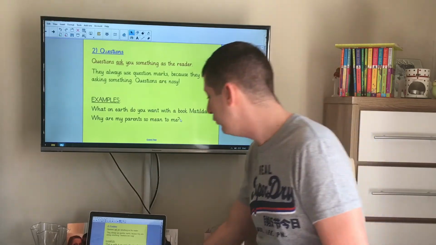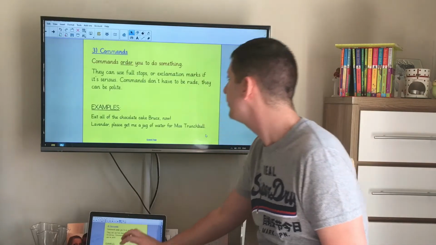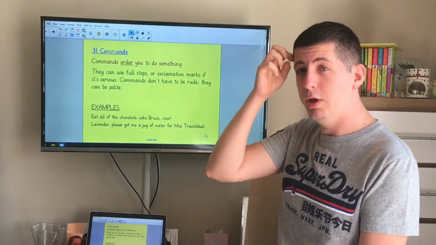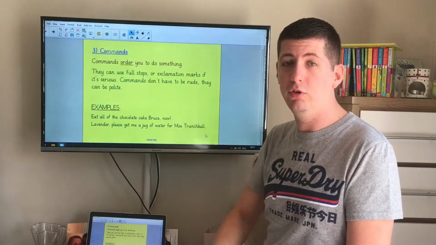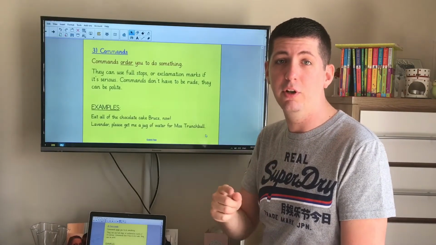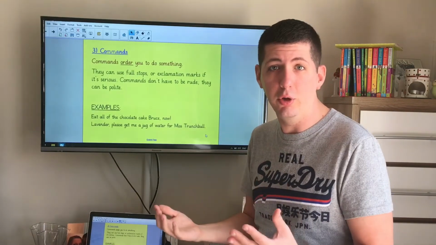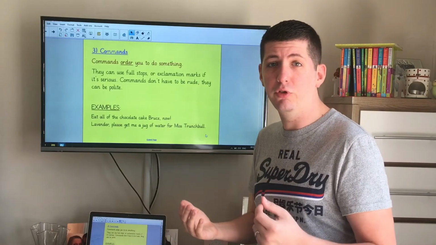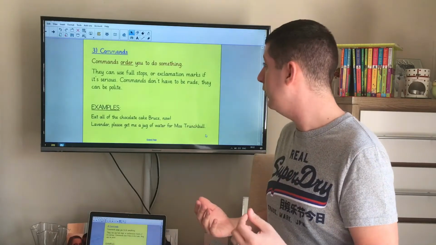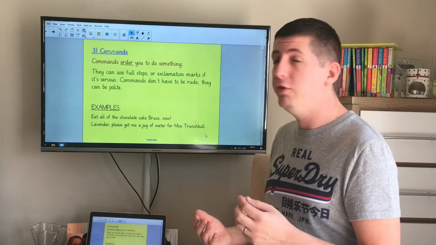Let's look at type 3. Type 3 is a command. Commands order you to do something. They're telling you to do something. They're not telling you information, they're ordering you around. They can use full stops, or they can use exclamation marks if it's pretty serious.